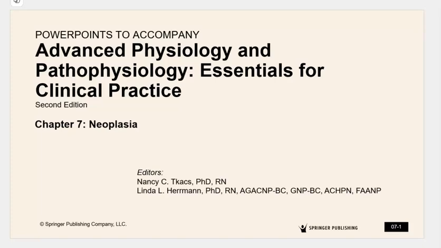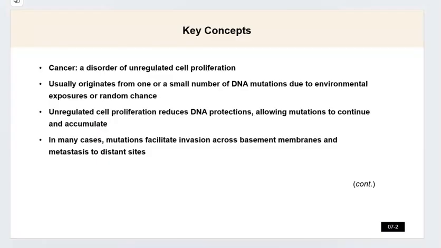But to start off with neoplasia, they really want us to understand the pathophysiology of how cancer cells work, and therefore how cancers come about. So they talk about the key idea that a cancer is a disorder of unregulated cell proliferation. Proliferation means to create new. It usually originates from one or a small number of DNA mutations due to environmental exposure or random chance.